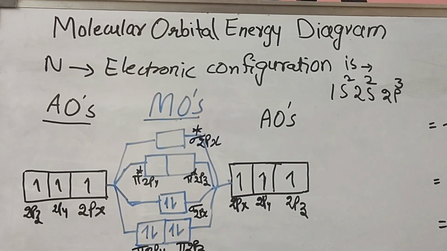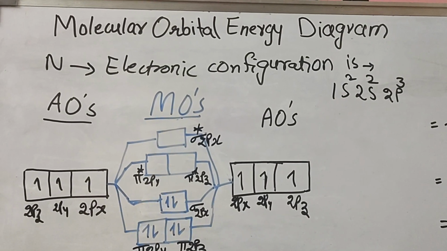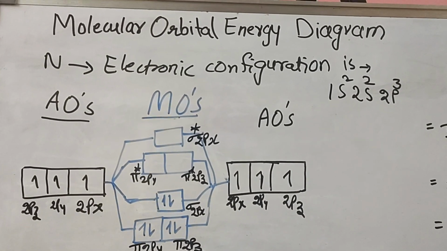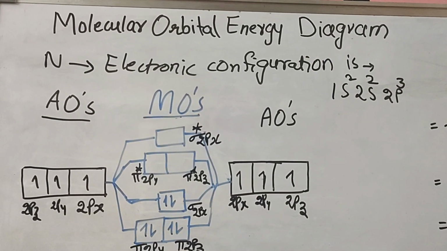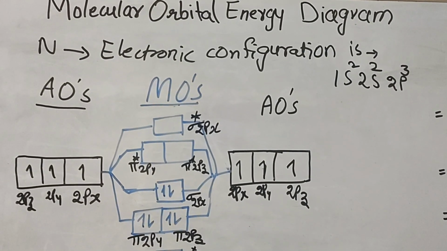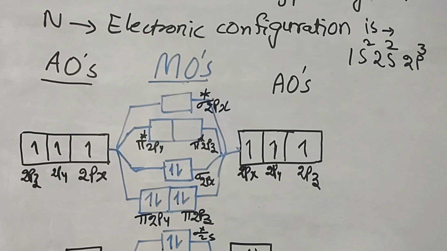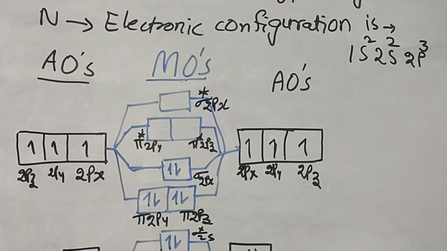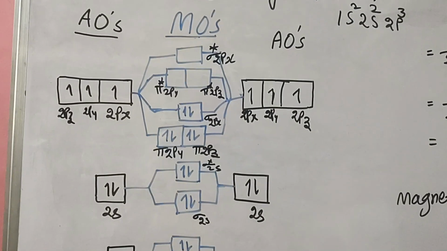Today I am going to explain about the molecular orbital energy diagrams for nitrogen molecule. In the case of nitrogen molecule, the electronic configuration is 1s2, 2s2, 2p3. To explain the MOED diagrams, we should take the two atoms' atomic orbitals on both sides. In the middle, we have to place the molecular orbitals in this way.